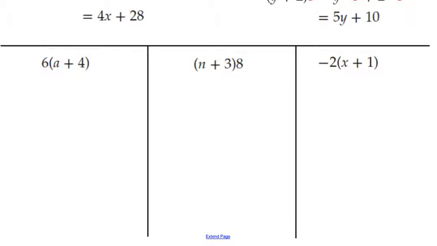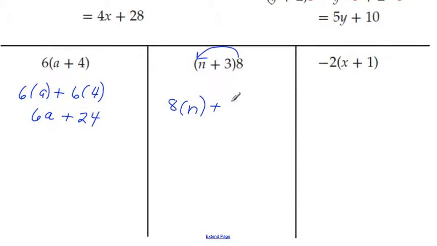All righty, hope you gave those a try and had some good success. On the right-hand side, we're going to get 6 times a. And then we're going to add to that 6 times 4. 6 times a gives us 6a. 6 times 4 is 24. In the middle, we're going to get 8 times n, and then we're going to add to that 8 times 3. 8 times n without the parentheses is just 8n. 8 times 3 is 24, and there's a plus sign between them.